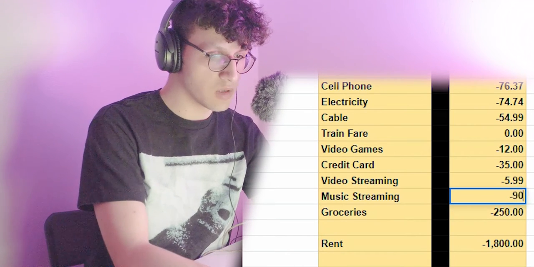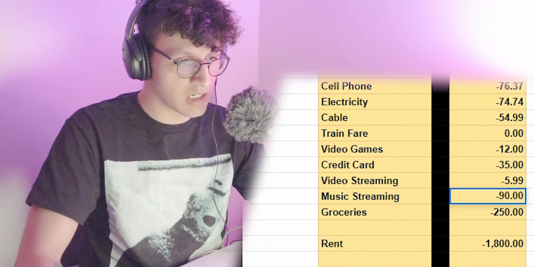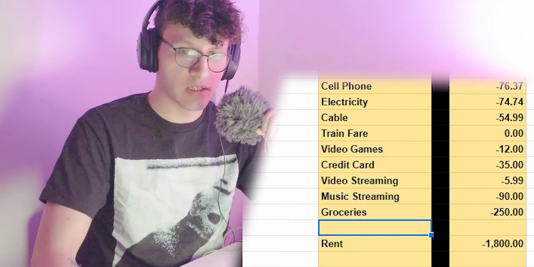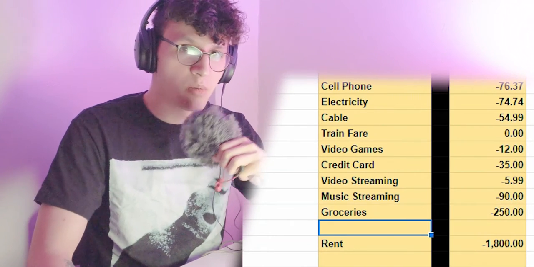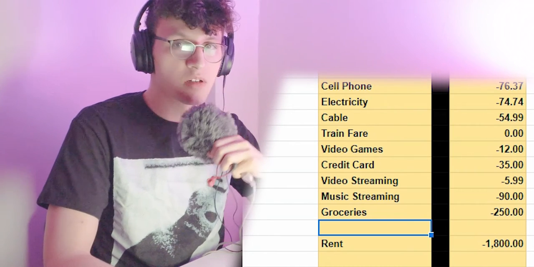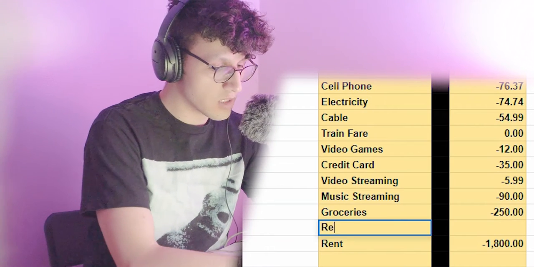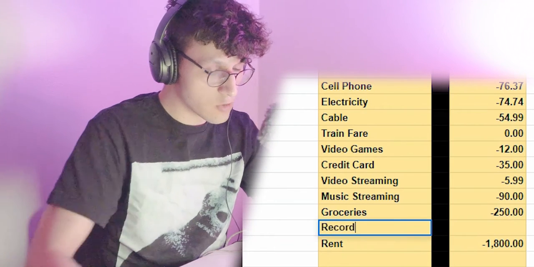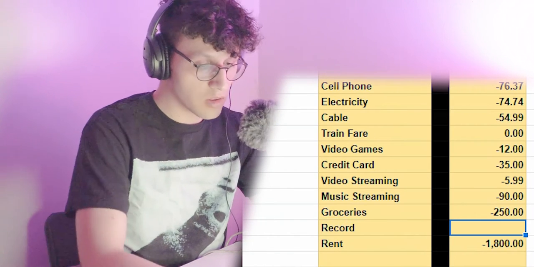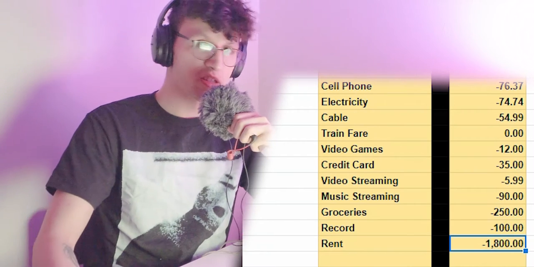So that could come out to $90. That would be tragic if you were spending $90 a month on just music. Let's say that you're going down and you're buying the latest jazz album at the record store, and you're spending a couple of bucks on that a month consistently. We can say that you're going down to the record store and you're spending consistently per month $100. That's not that unrealistic.